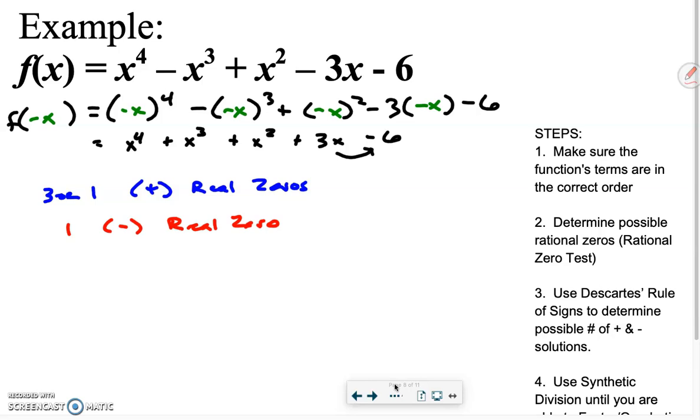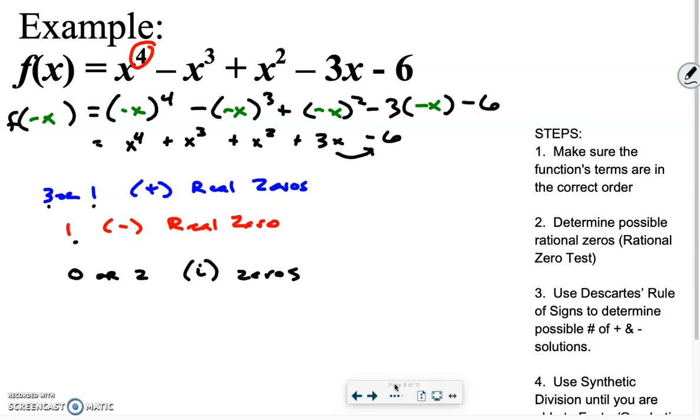We don't know what they are yet, but we determined at the very beginning of this problem that if the degree is 4, we're going to have exactly 4 zeros. We might have some imaginaries in there, but we know that we're going to have 4 zeros. So knowing that our target is 4 zeros, it is possible that if we have 3 positives and 1 negative, there would be no imaginary zeros. If we had 1 positive and 1 negative, then we're going to have 2 imaginary zeros.